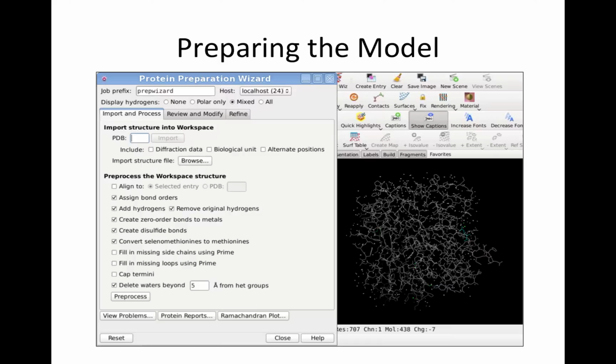Typically, care must be taken in processing these experimentally derived models prior to computational analysis. The details are beyond the scope of this presentation, but generally speaking, models must be refined by adding hydrogen atoms, correcting unlikely geometries, etc.